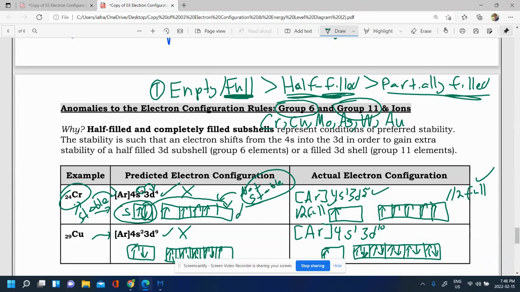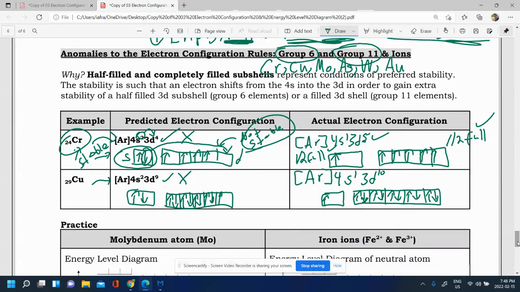So by making half and half, that's more stable there. And it's a similar reason for the copper configuration. So notice that this is full, so yes, that's stable, great. But this one over here is not stable because it's partially filled. It's not even half. It's not half filled. It's partially filled. So what could we do?